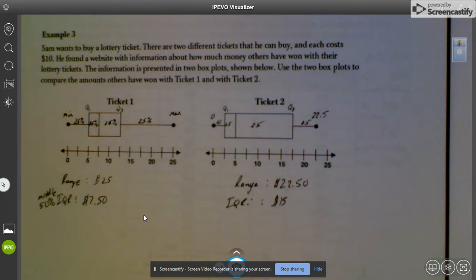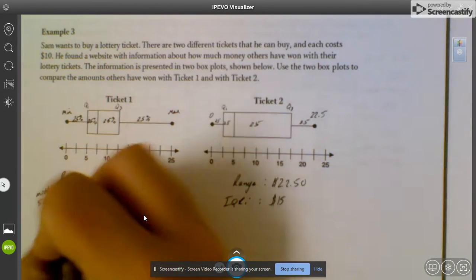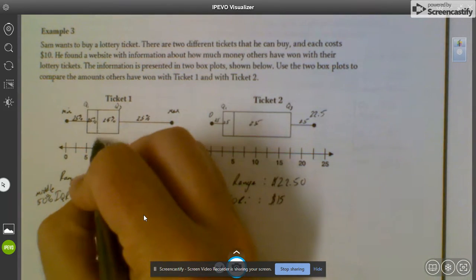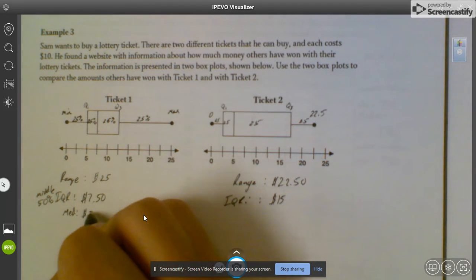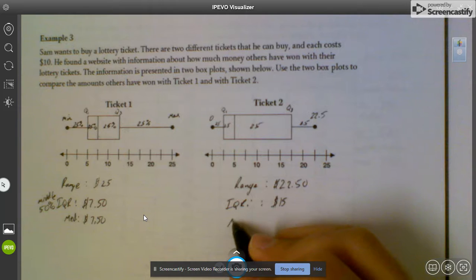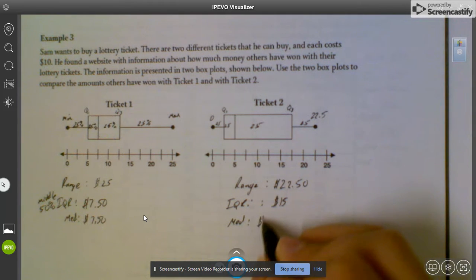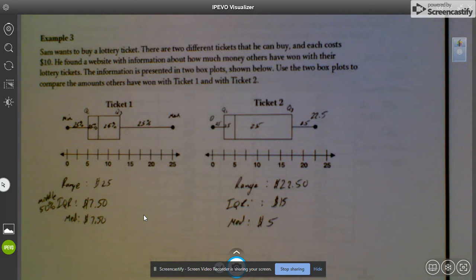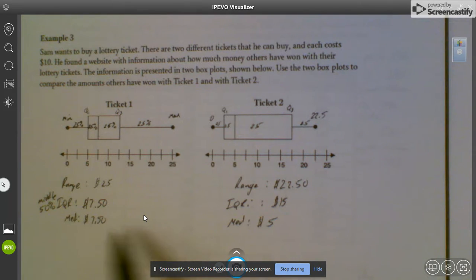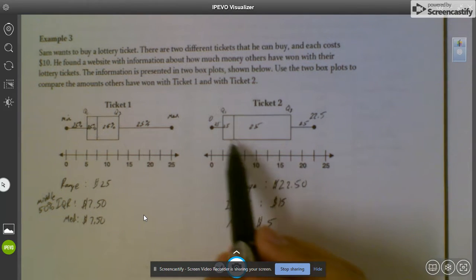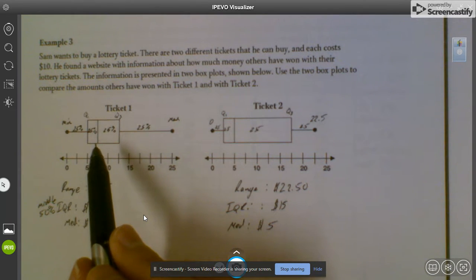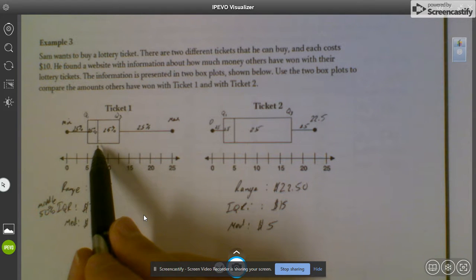So the median is the middle of the data set, right? So your median is 7.5, so $7.50. Your median here is $5. So what that tells you is that if you average out these numbers, you're more likely to make more money with the first one than you are with the second one. Even though you have a larger gap here, that median tells you that you're more likely to win more money by choosing ticket 1 than ticket 2.